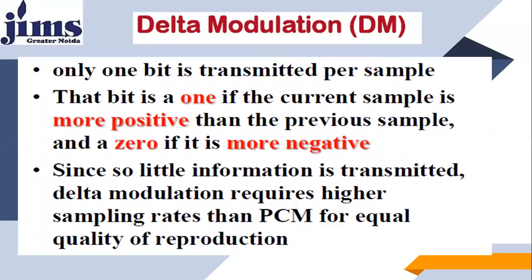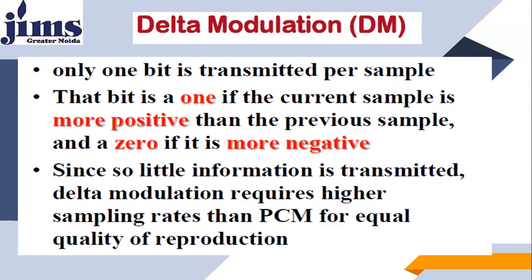Actually, delta modulation is a source coder, means it converts an analog signal into 1-0 bits. So delta modulation is a source coder.